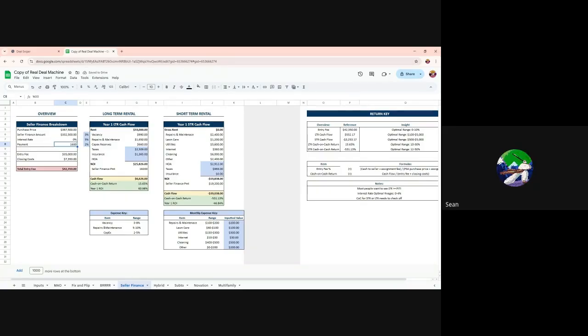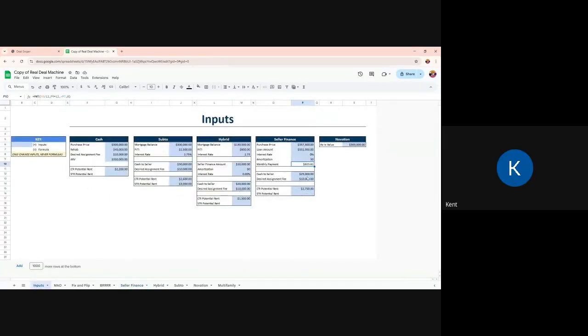Where's that one? Oh, if you look at the inputs, it's in the inputs. We put 10,000 assignment. Hold on, I'll show you. We have the purchase price of 357.5. But if we go to the seller finance, this part is what it looks like for the buyer. If you look at the buyer numbers, it added $10,000 to the purchase price. That's your assignment. Oh, I got you.